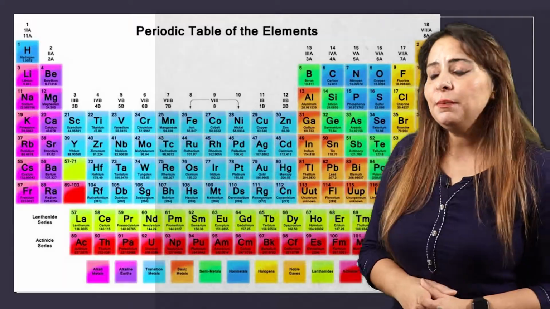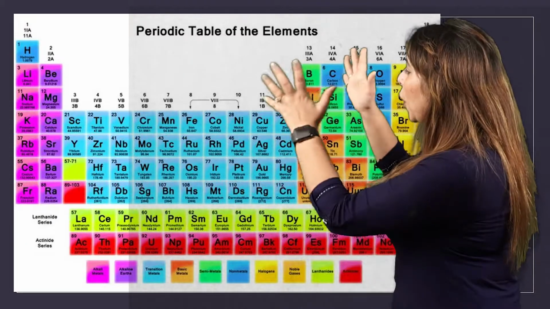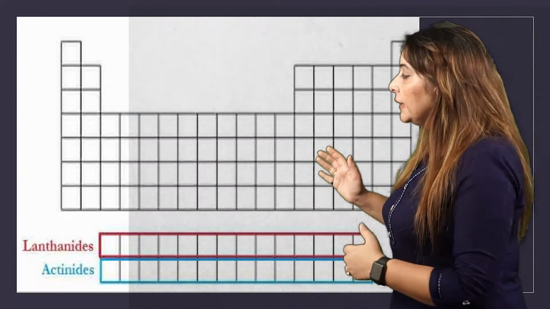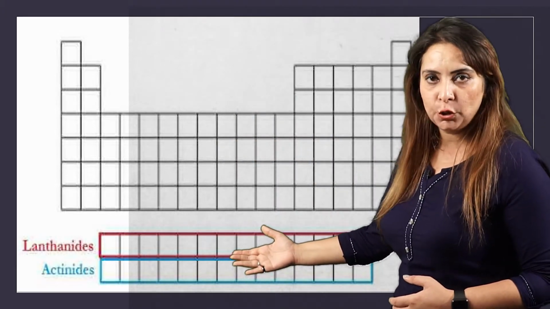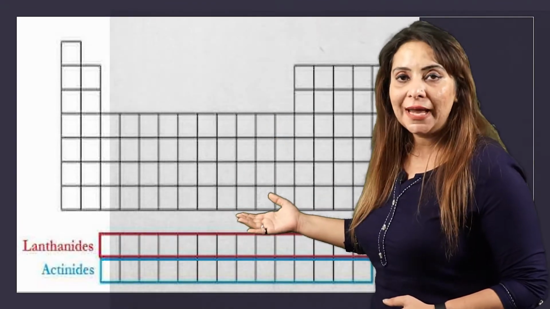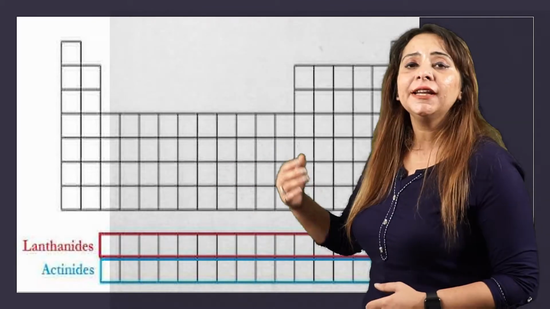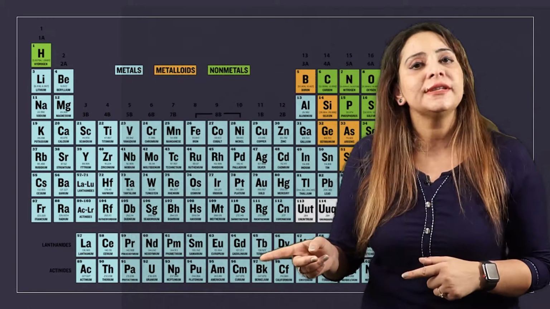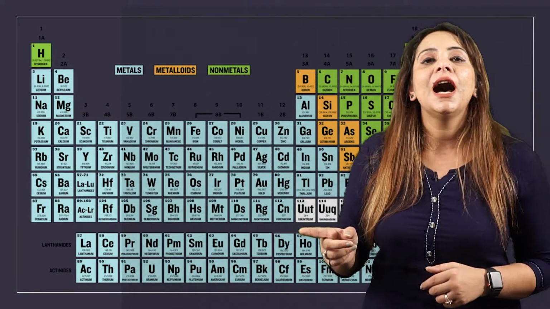One more thing I missed, that I told you about inner transition elements, right? Why are they called inner transition elements? The reason being, they are placed within the transition series. But in order to give a proper frame to the main body of the periodic table, they are mentioned as in the transition series, but placed outside the main body. The first row is called lanthanides and the other row placed below is called actinides. The atomic number of lanthanides starts from 57 to 71 and for actinides it starts from 89 and lasts till 103.